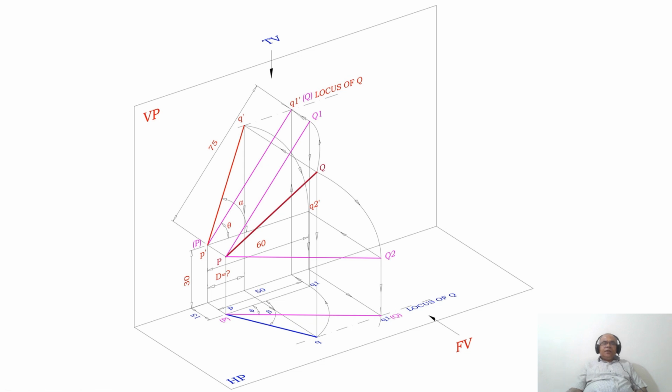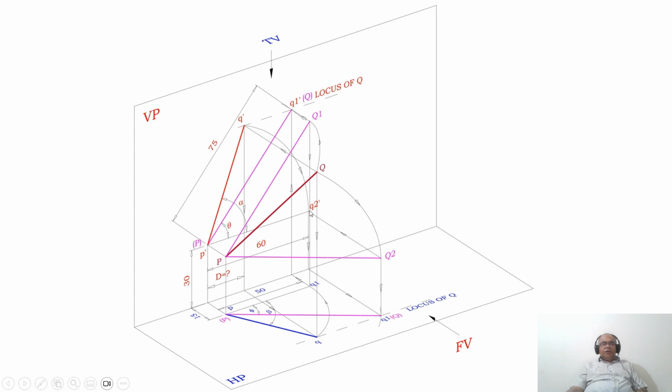Similarly, now I want to get the front view. How to get the front view point? So we know where the front view is. The front view is P dash Q2 dash. That is, when you are looking for the front view, this is the line which is going to be the front view. You know that this is the front view line.